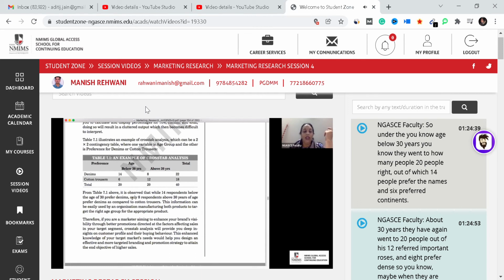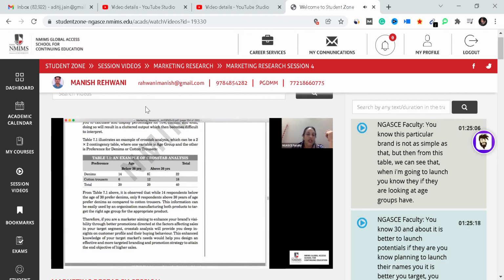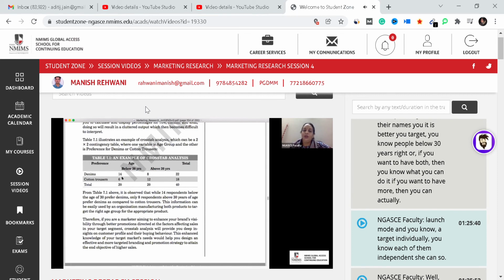When they are going to launch this particular brand, it's not as simple as that. But from this table, we can say that if they are looking at age groups of 30 and above, it is better to launch cotton trousers. If they are planning to launch denims, it is better to target people below 30 years, right? Or if you want to have both, then you can launch both and target each of them independently. Okay.